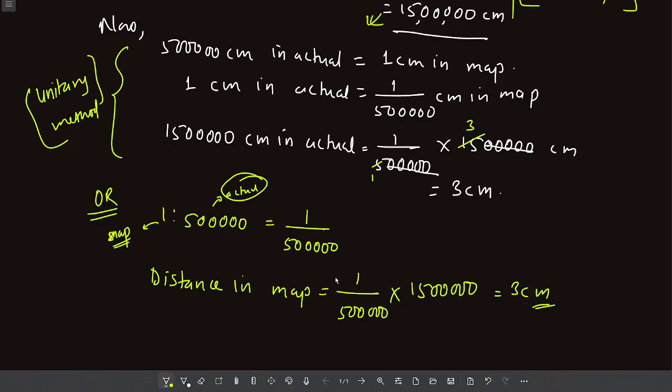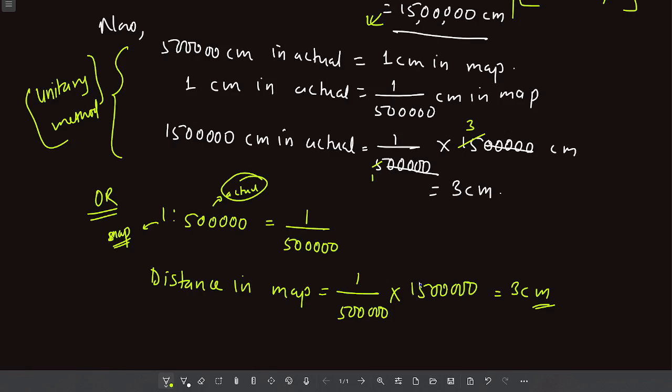So this is another method. Either you can use this unitary method, or you can use this also. You can directly multiply also. Which do you feel easier? Is this clear? If you have any question, then we can go through that also.